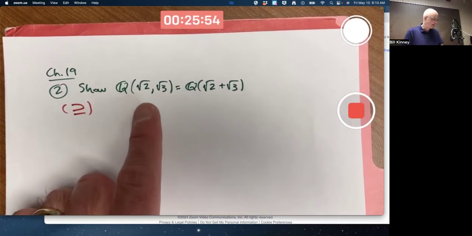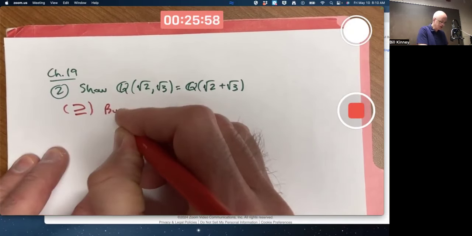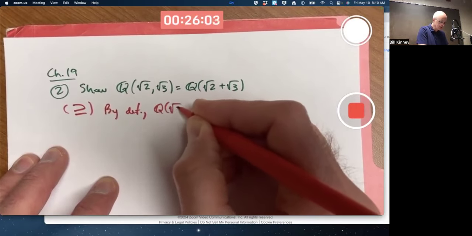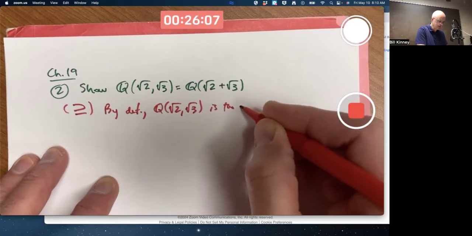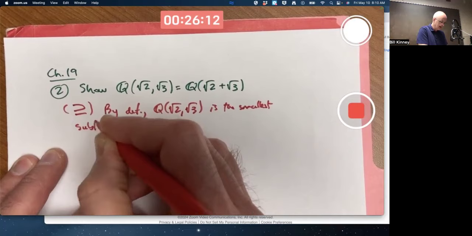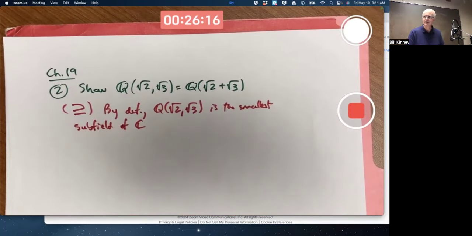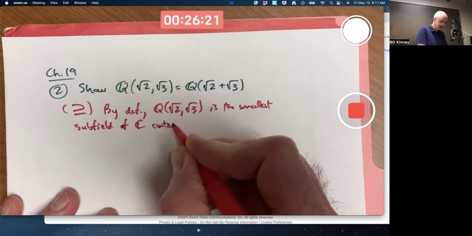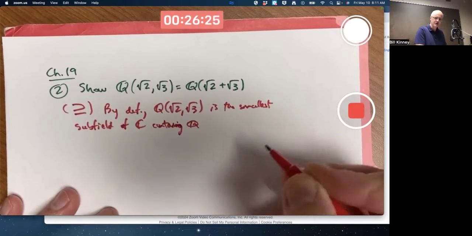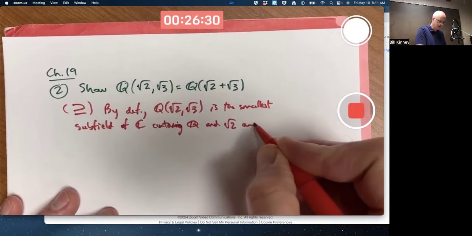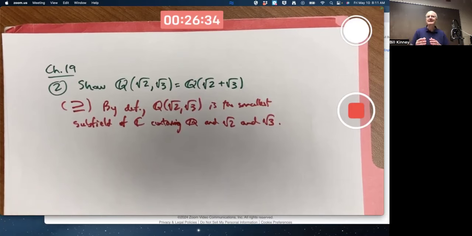Why? Again, by definition, let's go ahead and write it out. By definition, Q adjoin root 2, root 3 is the smallest subfield of C containing all the rationals and square root of 2 and square root of 3. Again, I could write R, but I'll write C in general to play it safe. Since it is a subfield of the complex numbers, it is a field. So by definition of being a field, it's got to be closed under addition, subtraction, multiplication, and division by nonzero elements, because division is multiplying by the multiplicative inverse.